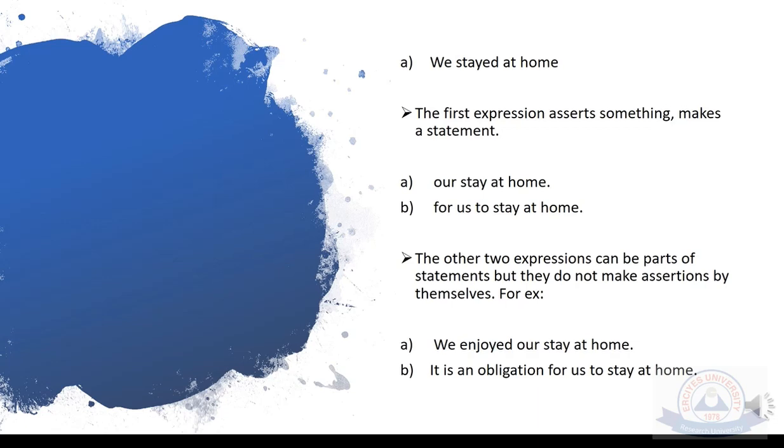But the other two, like our stay at home or for us to stay at home, are not full sentence actually. But they can be parts of another sentence. They do not make assertion by themselves because they are not accepted as a full sentence. So let's see how they can be used in a sentence as an example. We enjoyed our stay at home. It is an obligation for us to stay at home. So you can see that these two statements might become a part of a full sentence.